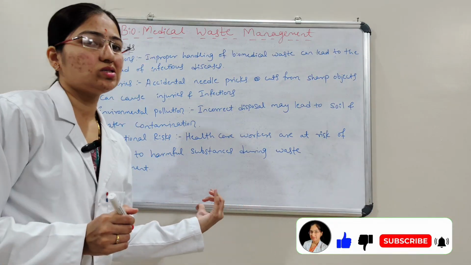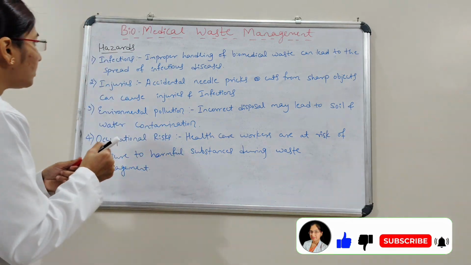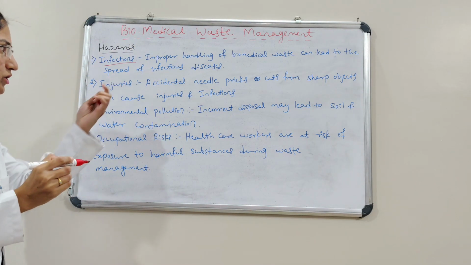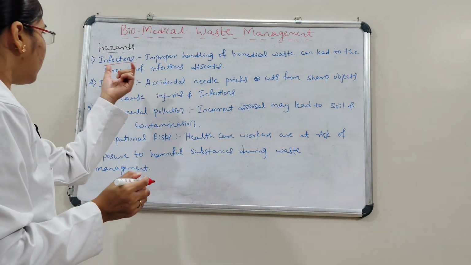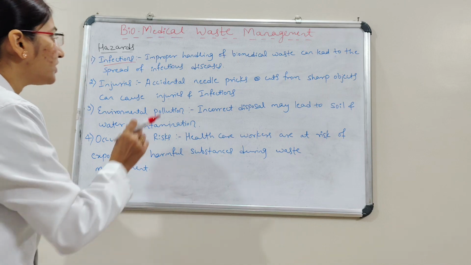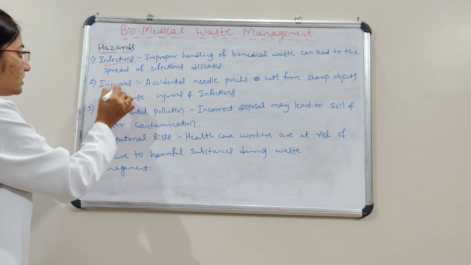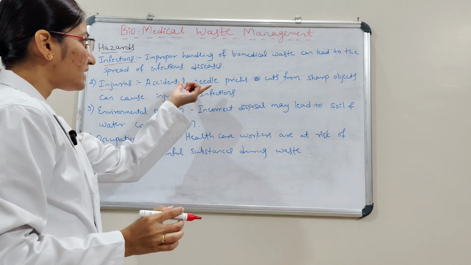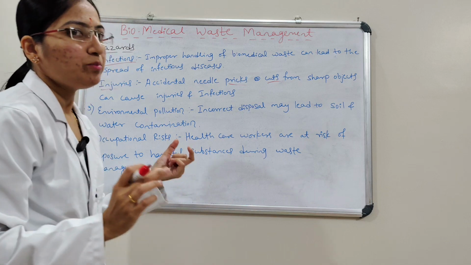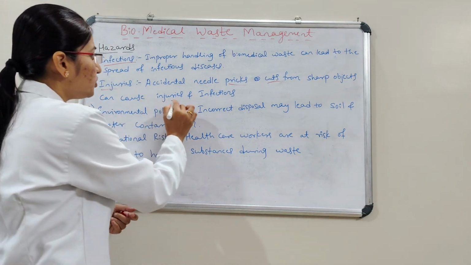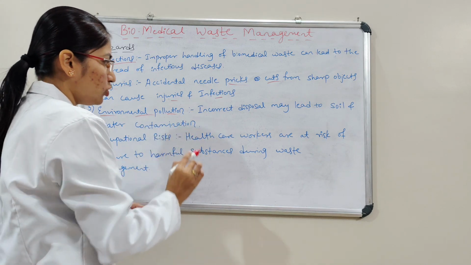Now we'll see hazards from biomedical waste. First one is infections, that is improper handling of biomedical waste can lead to the spread of infectious diseases. And then second one is injuries. Here accidental needle pricks or cuts from sharp objects can cause injuries and infections.